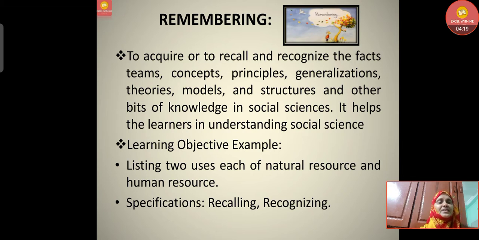Now let's understand these tiers: how these learning objectives could be written, and what the objective and example of these learning objectives are. First one is remembering. As we understand the ladder, 6 tiers are there. The lowest one is remembering.